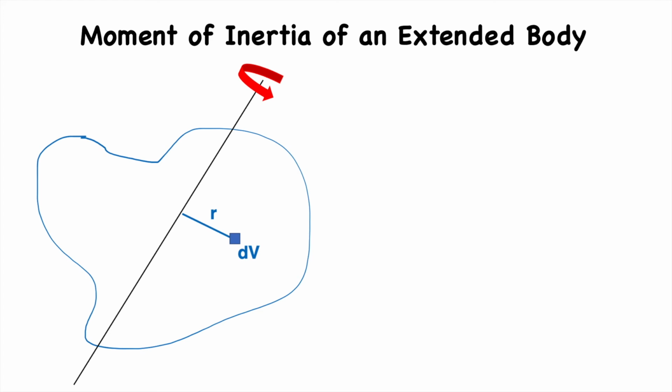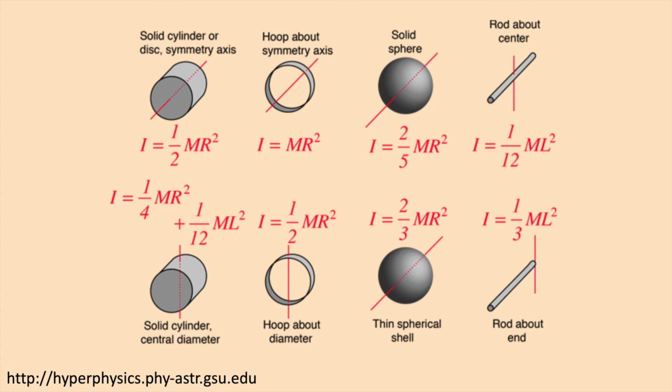In such a case, it is more practical to express every infinitesimal mass in terms of density and infinitesimal volume. We then consider the perpendicular distance from each one of these volume elements to the axis of rotation. Solving the integral, we will find the moment of inertia of the body. Using this, we can calculate the moment of inertia of any solid body. Here you have some examples for several common shapes.